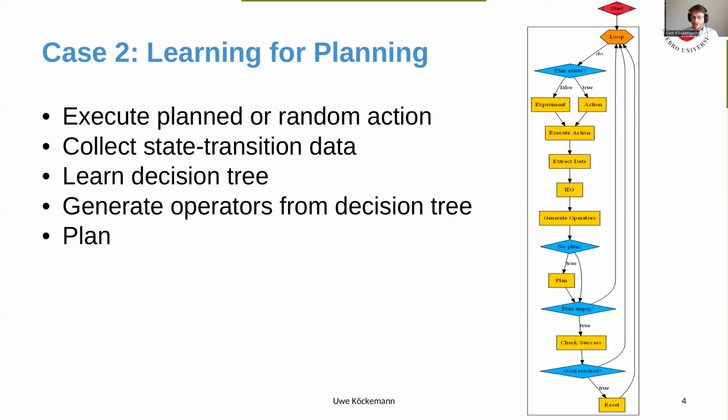We run a decision tree learning algorithm, and then we extract operators from the decision tree, essentially by creating conditions based on the decision points in the decision tree and effects based on the leaves of the tree, which describe the effects that the action had on the state. And then we attempt to plan, and then there is a bit of management down there. So this here just continues in an infinite loop. So eventually, hopefully, our operator set will be complete.